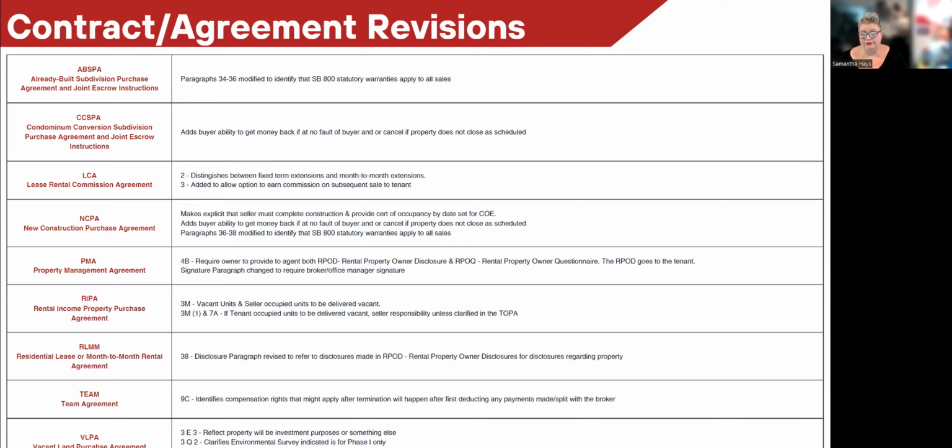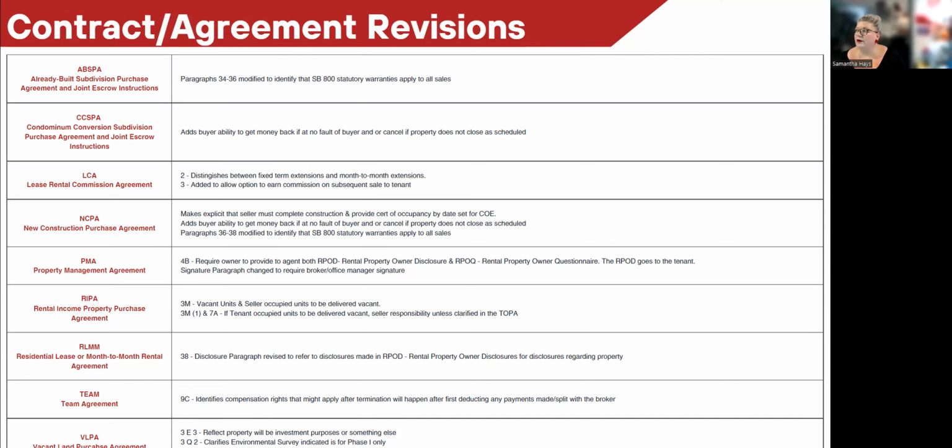And that is that the vacant units and the seller occupied units are to be delivered vacant. If the tenant occupied units are to be delivered vacant, it is the seller's responsibility to get those tenants out prior to close of escrow, unless that is clarified in the TOPA, the tenant occupied property addendum.